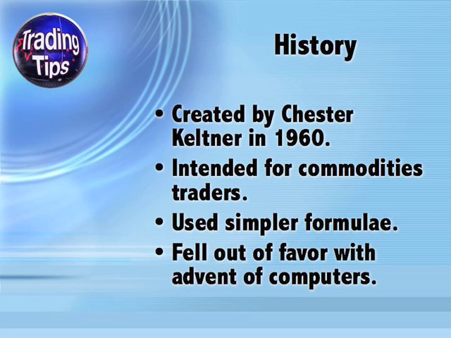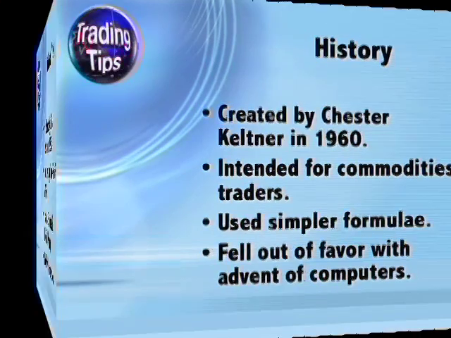This was in a day before computers were widespread and easy to use, so Keltner's formula used simpler values. He calculated a stock's average price by finding the average of its high, low, and closing prices over the past 10 days to form the center line, and then found the 10-day average of the highs and lows to form the bands. However, Keltner channels fell out of favor with traders with the advent of computers, and lost market share to complex statistics like Bollinger Bands, which sought to determine the same things as Keltner channels.